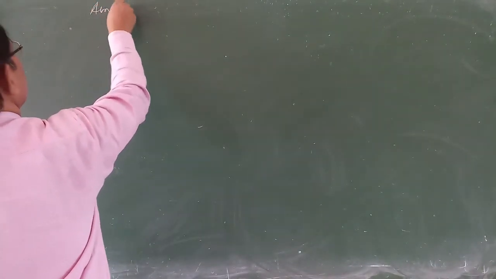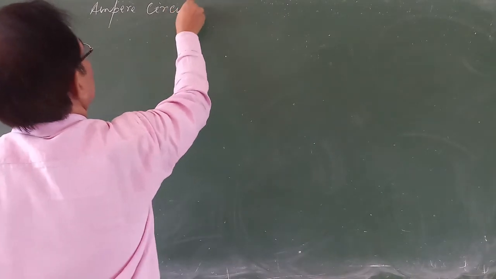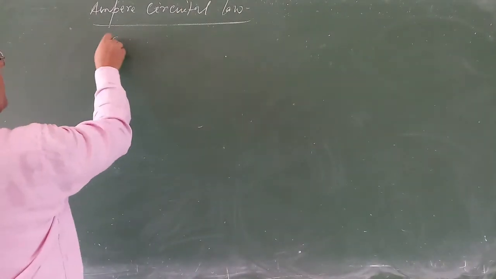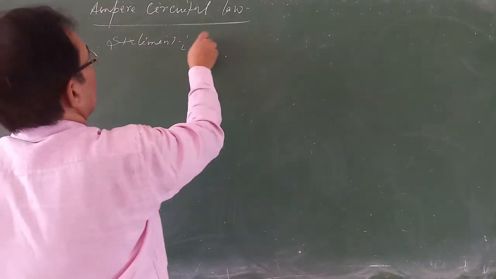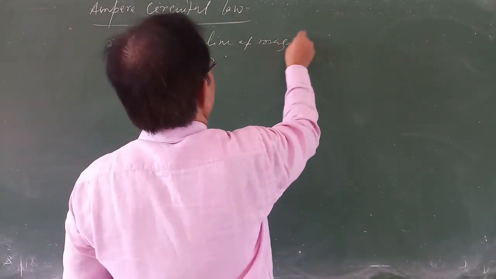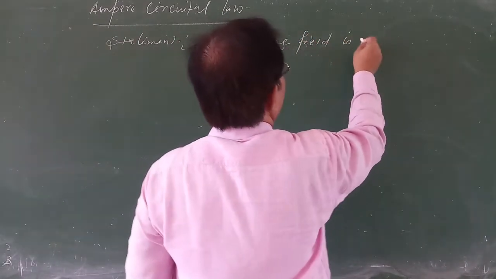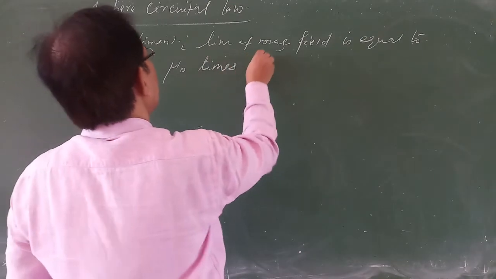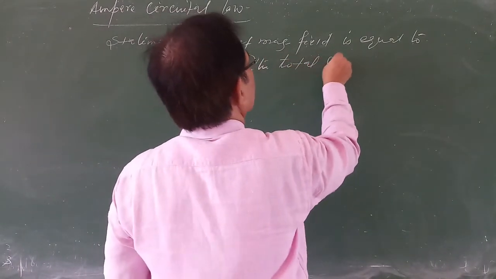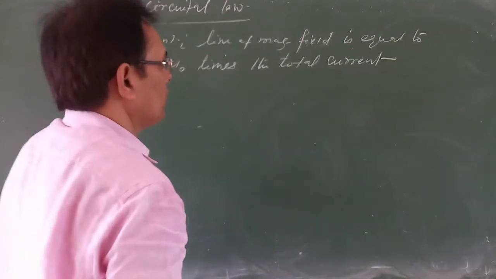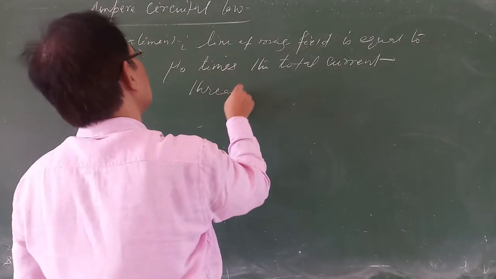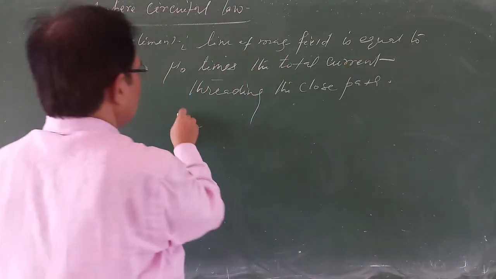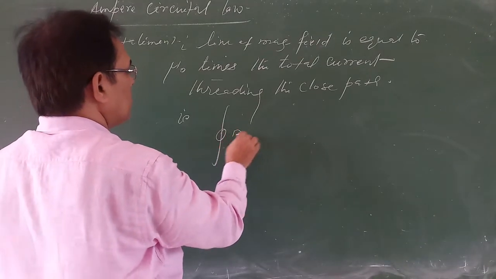Now see Ampere's Circuital law. Ampere's Circuital law states that the line integral of magnetic field is equal to mu naught times the total current threading the closed path.